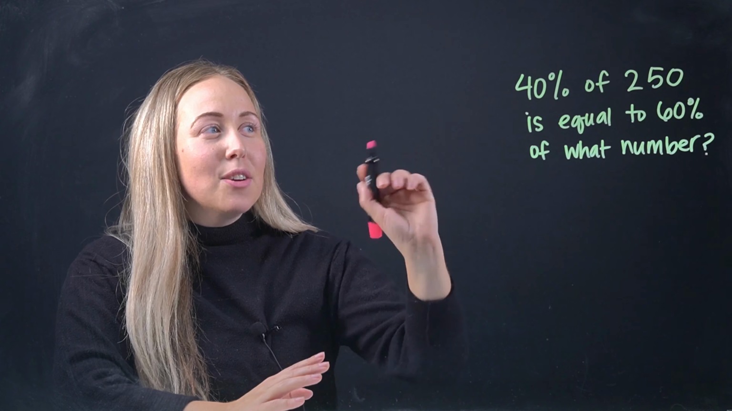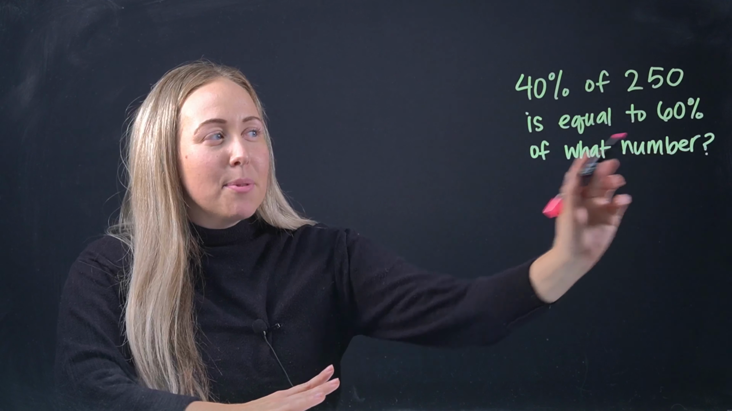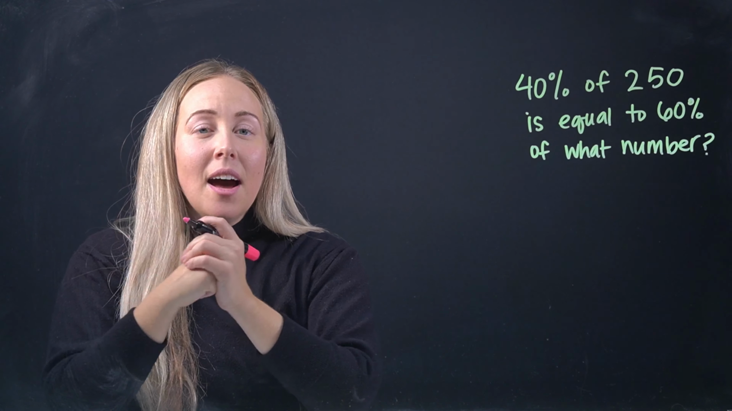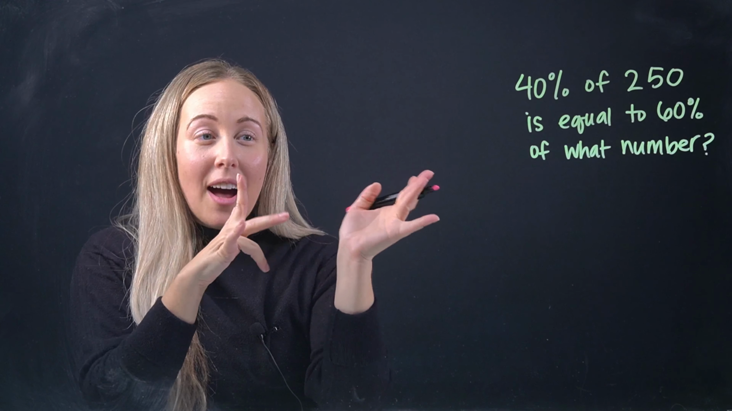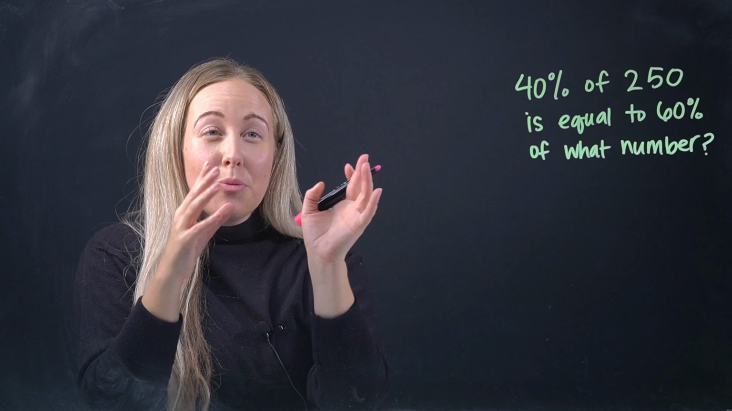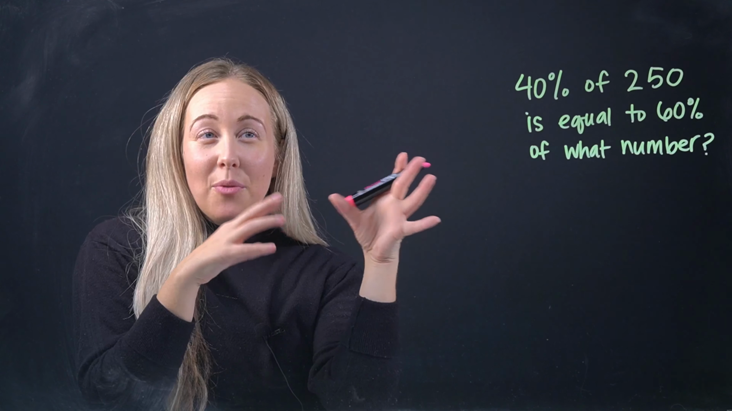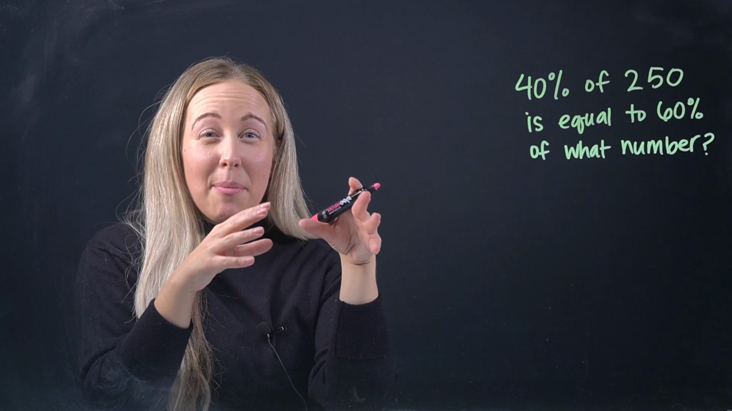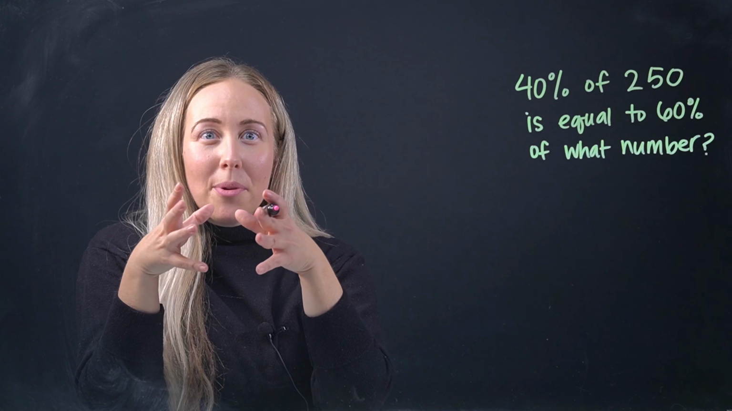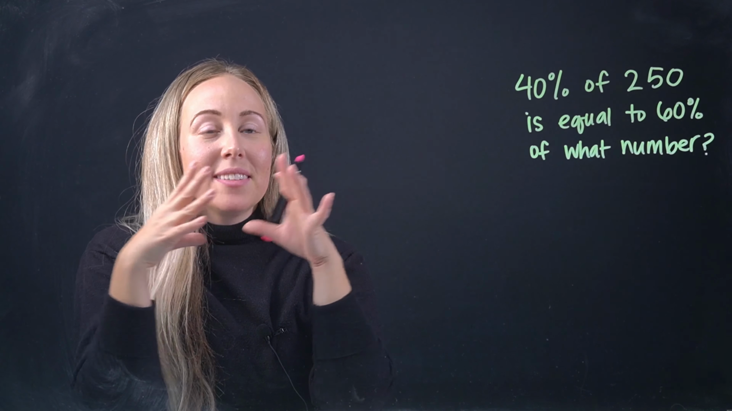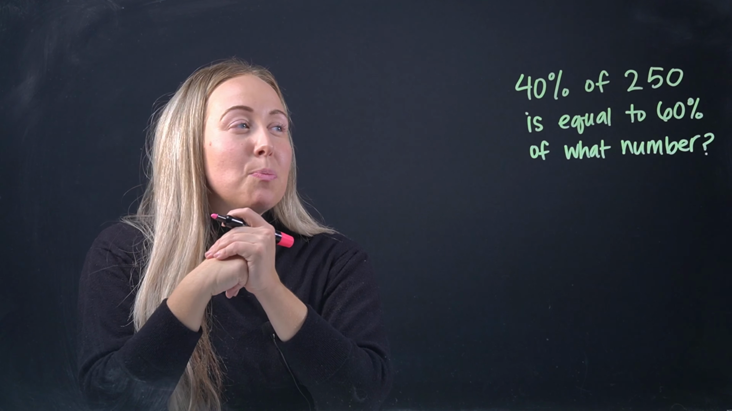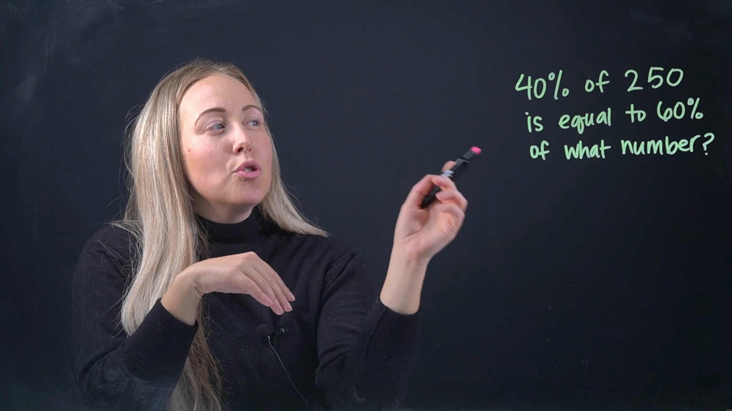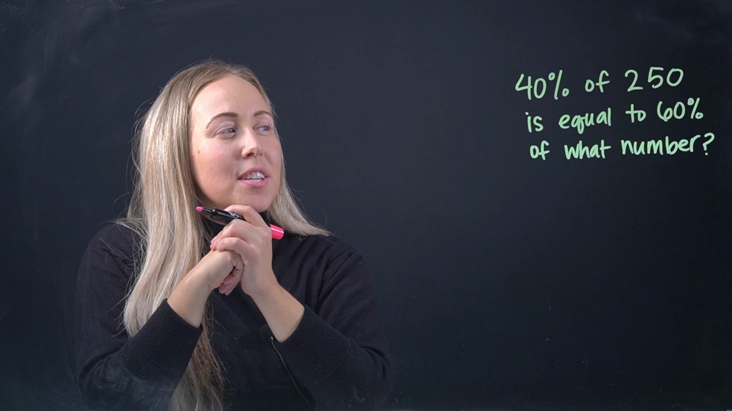Usually if it's an even group of 10, like 40% or 60%, we can divide by 10. But sometimes, if we have 63% of the number and we divide by 63, that'll give us 1%. So we can always get back to 1% or 10% and work from there. It's pretty easy. So 40% of 250 is equal to 60% of what number?